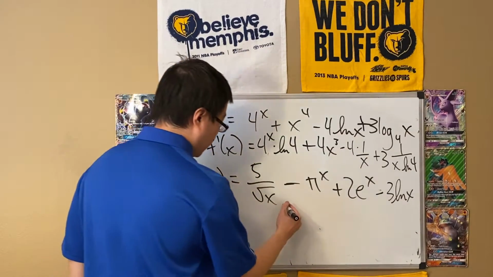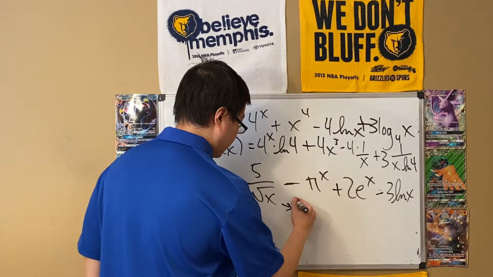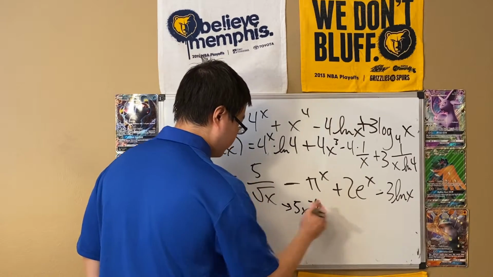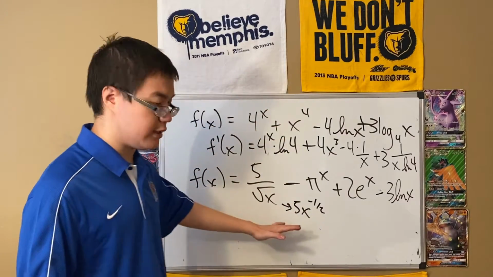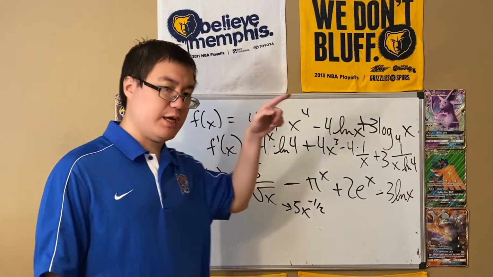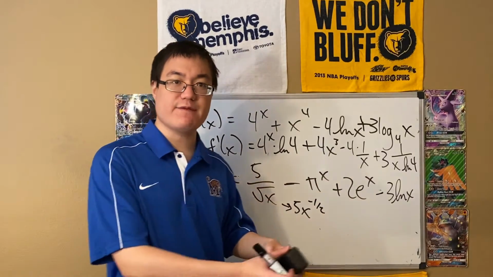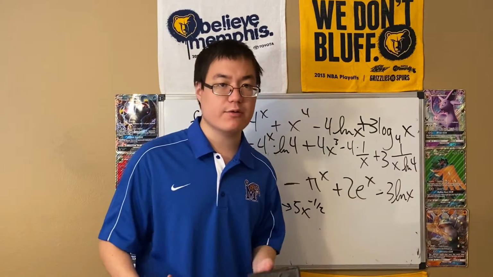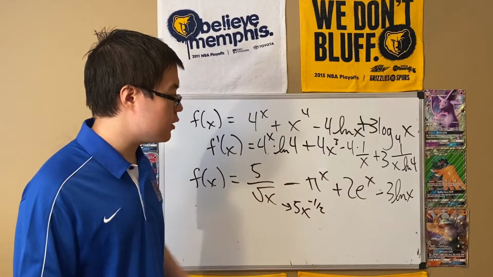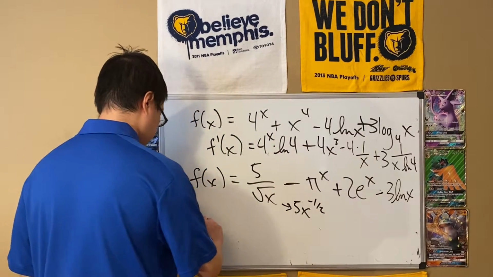So in this case, this is going to be the same thing as 5 times x to the negative 1/2. The negative because the x is in the denominator, the 1/2 because we have a root here. This guy right here, pi to the x, even if it's a little bit complicated, is not going to be the power rule, it's the a to the x rule. So let's get started.